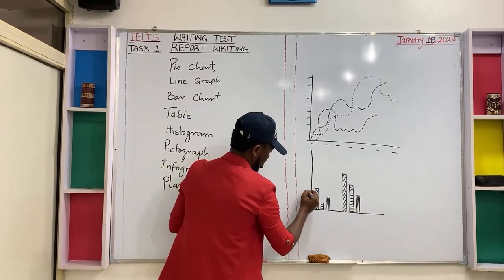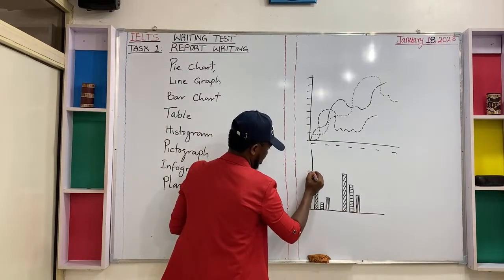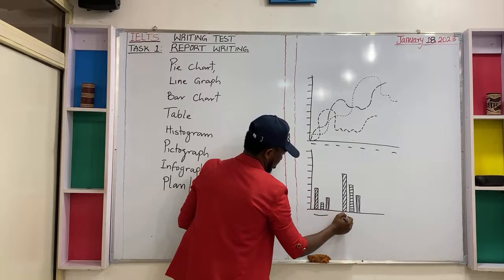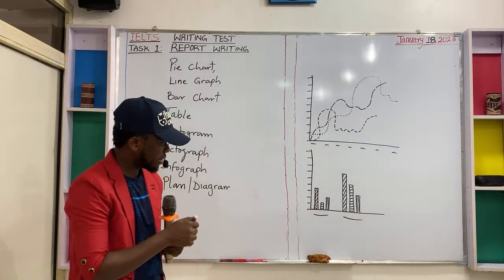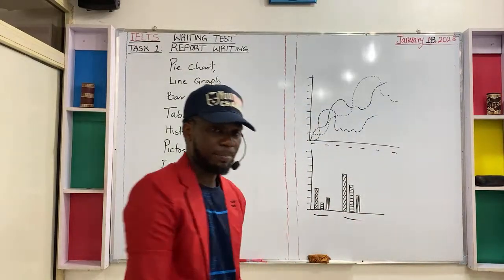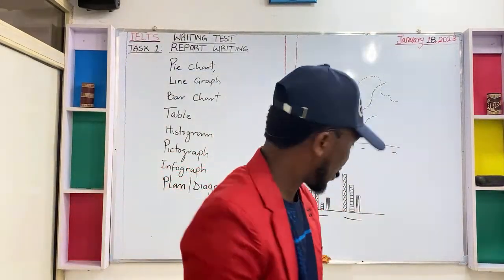Then for those doing the General IELTS, Task 1 is letter writing. All right. This is the way a bar chart looks like. Bar charts. So you're meant to actually talk about the different things you have there.